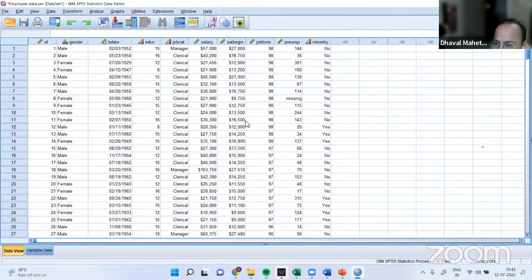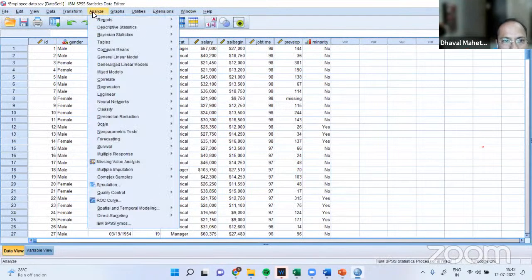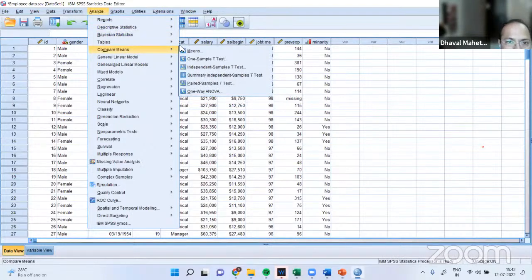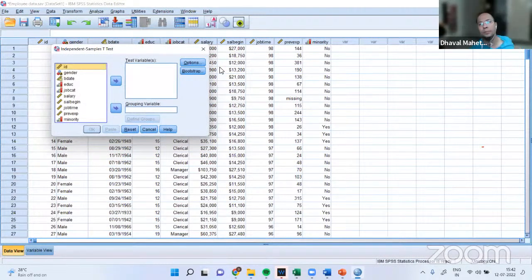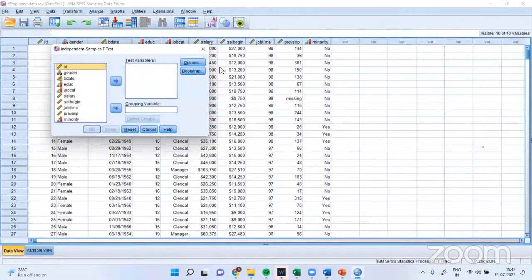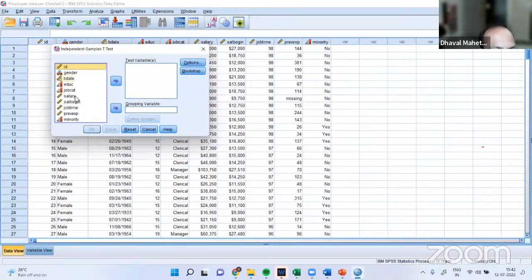Now how to carry out this analysis? I'll go in analyze, compare means. We are comparing the means, and we will go in independent sample t-test. Why are we going in independent sample t-test? Because male and female are different independent groups. Now in test variable, we will always take the continuous variable, which is salary. And in grouping variable, we will take gender.